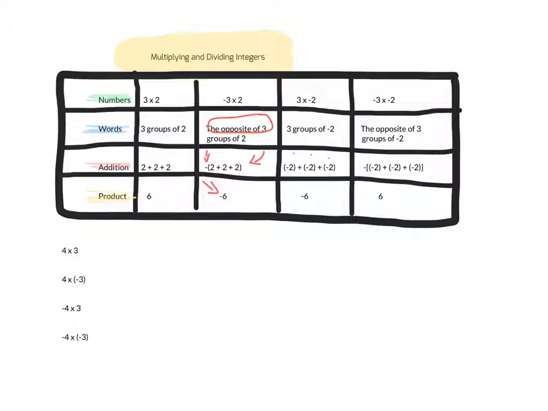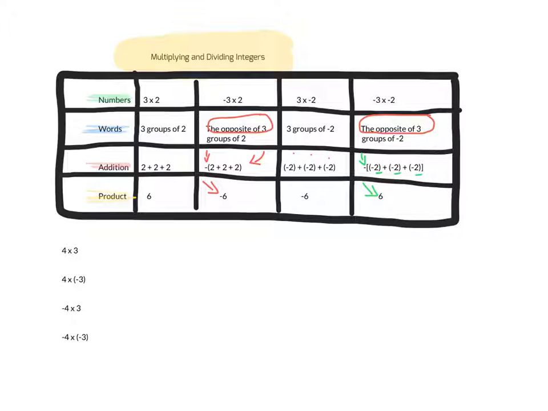Now the last column is -3 times -2. So going back to remembering, your -3 is the opposite of 3 groups of -2. And down here with the repeated addition, it gets a little tricky with the brackets and the parentheses, but if you look inside, you have -2 plus -2 plus -2, and on the outside is where you have your opposite. So -2 plus -2 is -4, -4 plus -2 is -6, but we want the opposite, which gets you to 6.